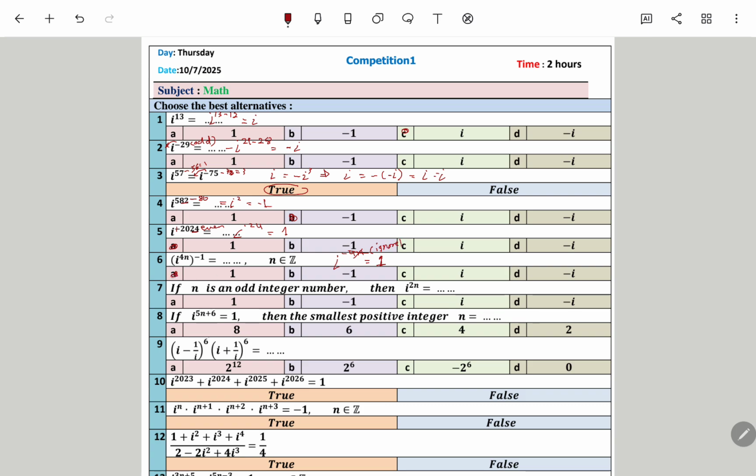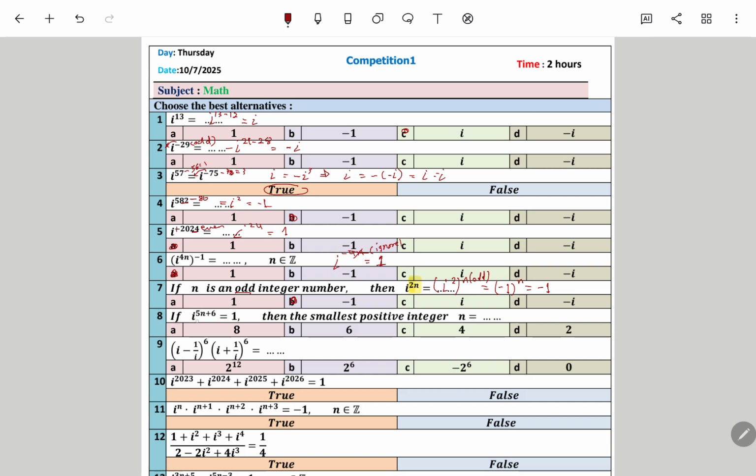In 7, if n is an odd integer number, you are going to solve this power, which is not a multiple of 4, by having i to the power of 2 inside and n outside. Because this n is odd, you need to think about what is inside. i to the power of 2 is negative 1, and the n stays outside. Because it is odd, the negative stays. So the answer is negative.